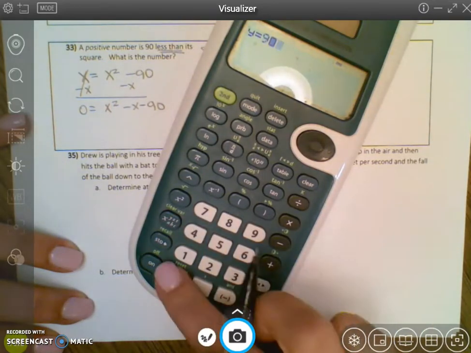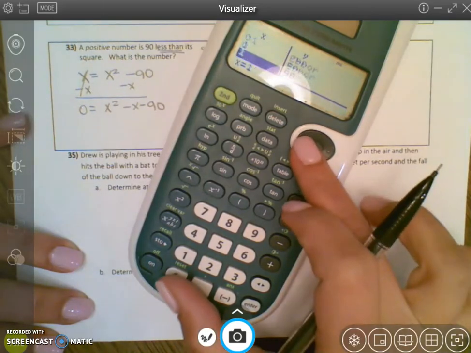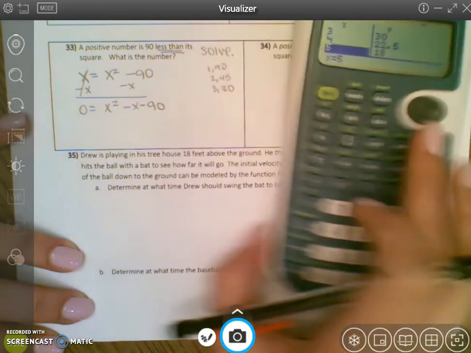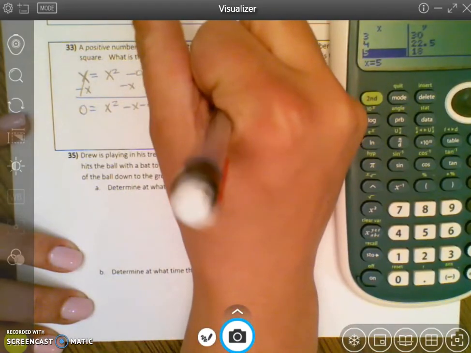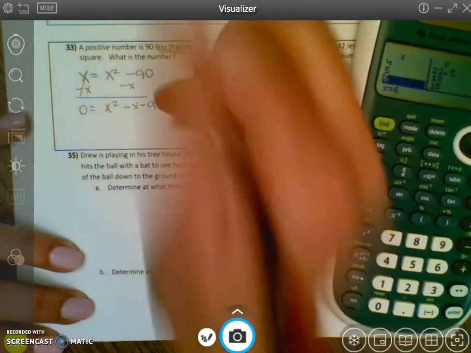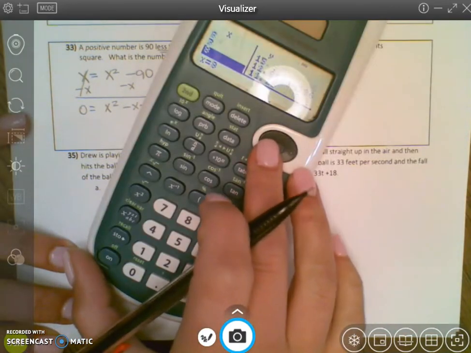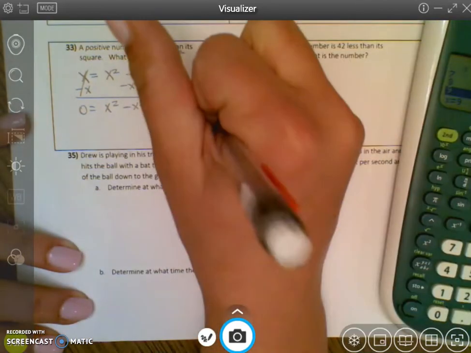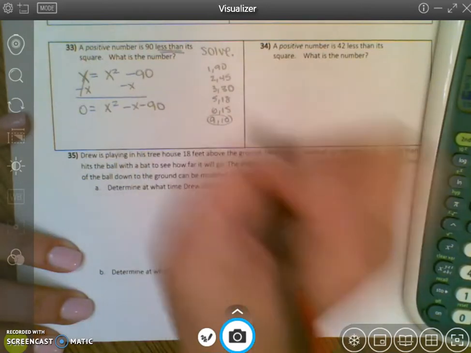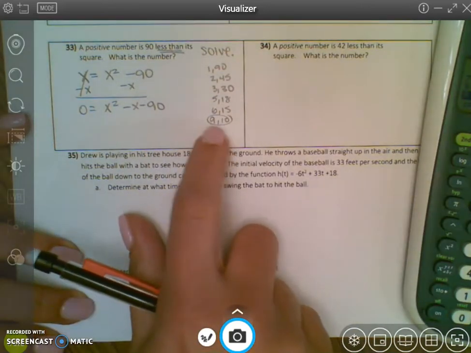So 90 divided by x. 3 and 30, 4 doesn't work, 5 and 18, 6 and 15, 9 and 10. Oh gosh, 9 and 10. I knew that. Y'all, long night. 9 and 10.